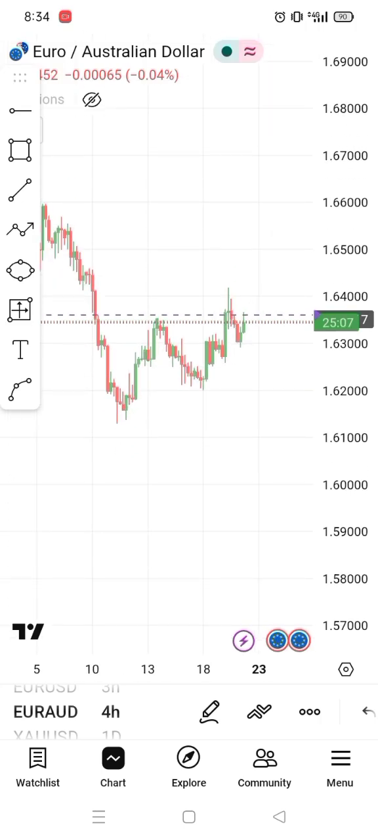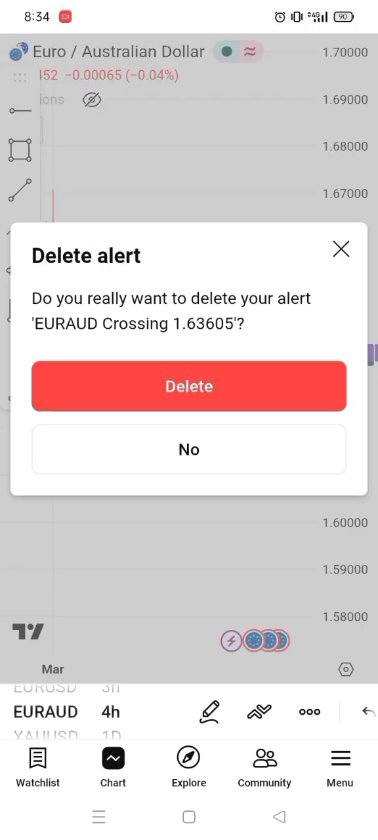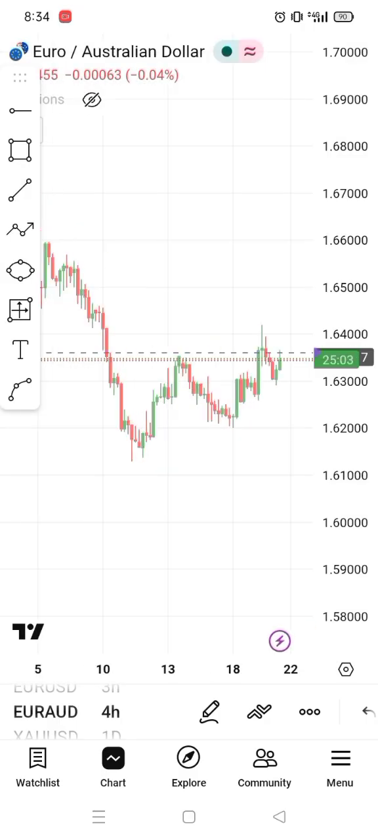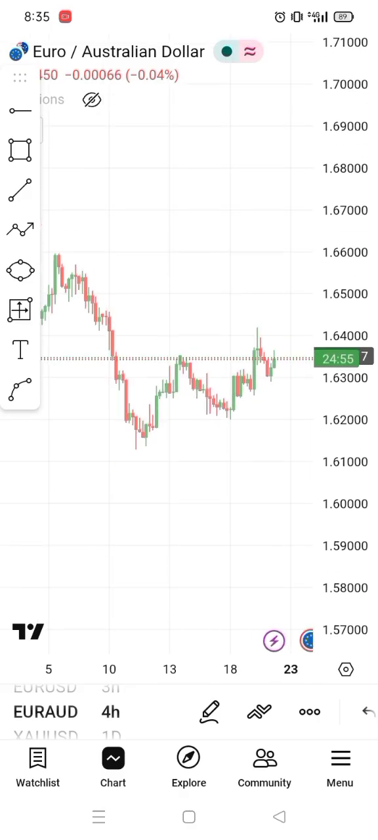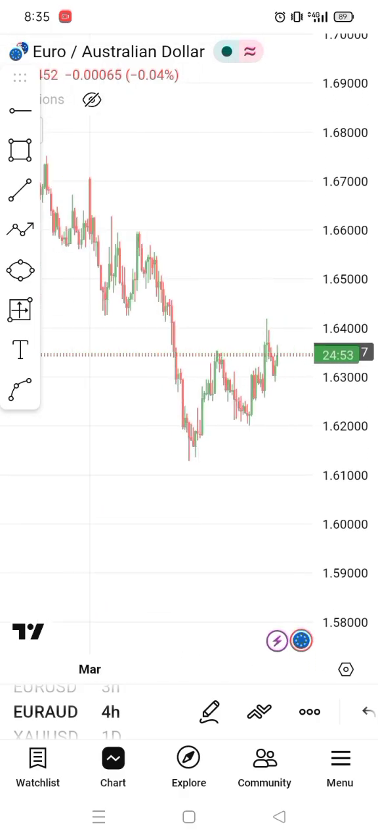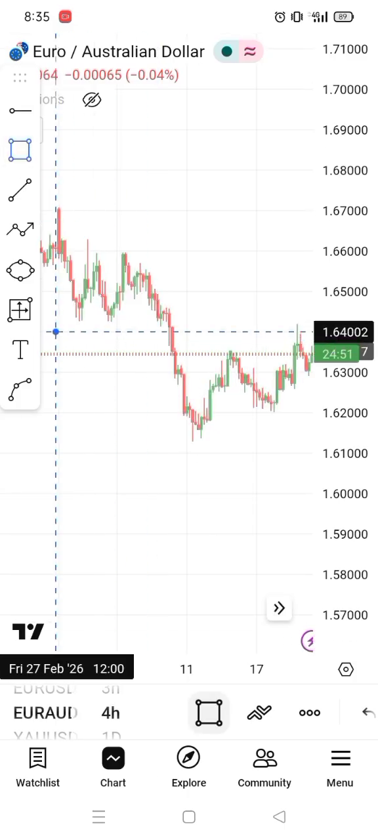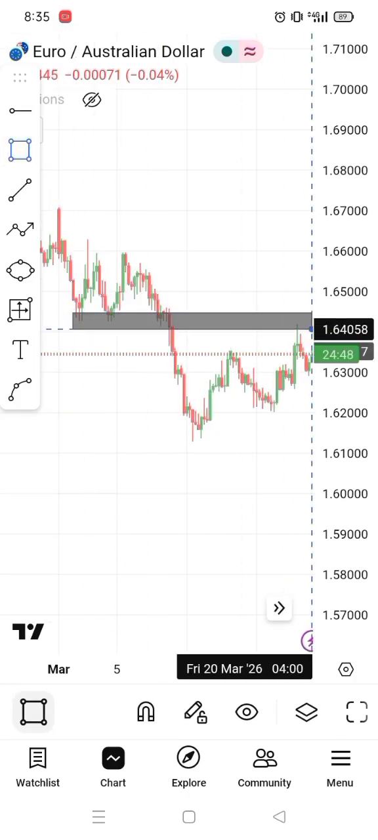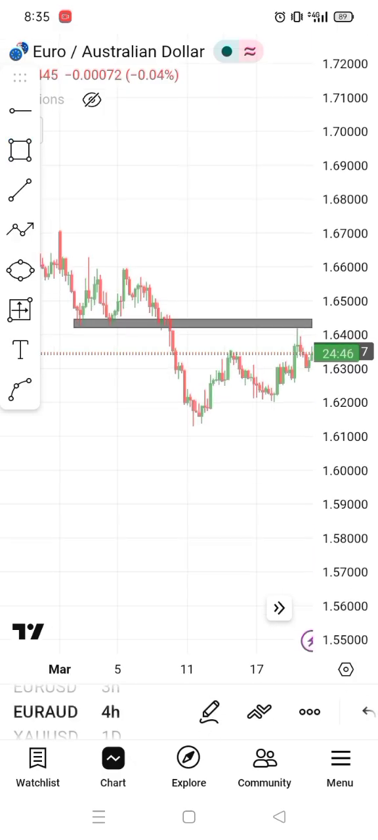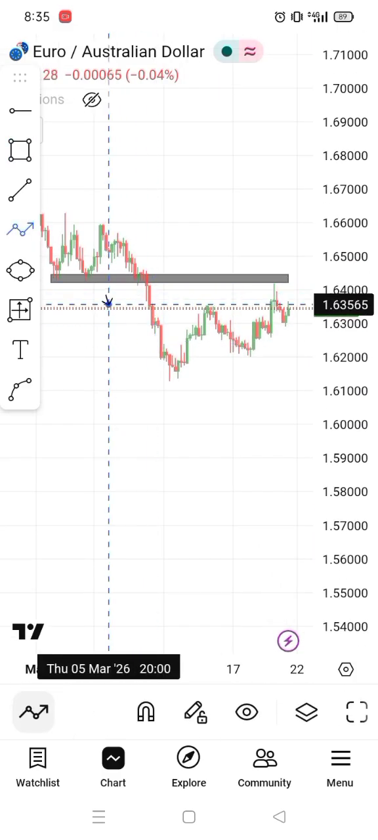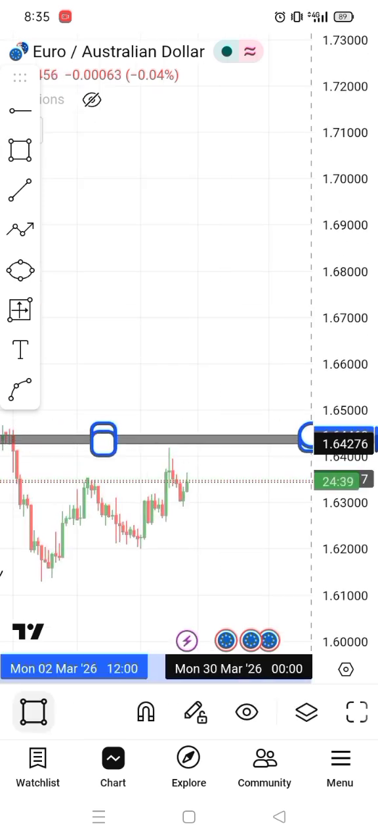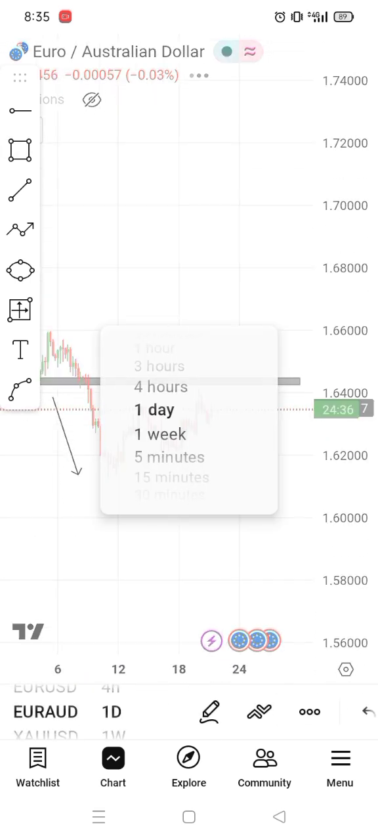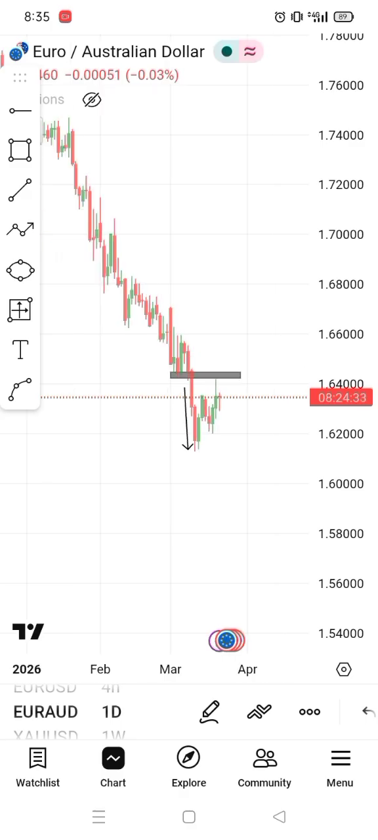So we're going to mark up this Euro AUD, Euro Australian dollar. So first, we do have a breakout support here. So anything under here could go down. So we need to put that in our mind. Let me see that in the higher time frame. Yes.